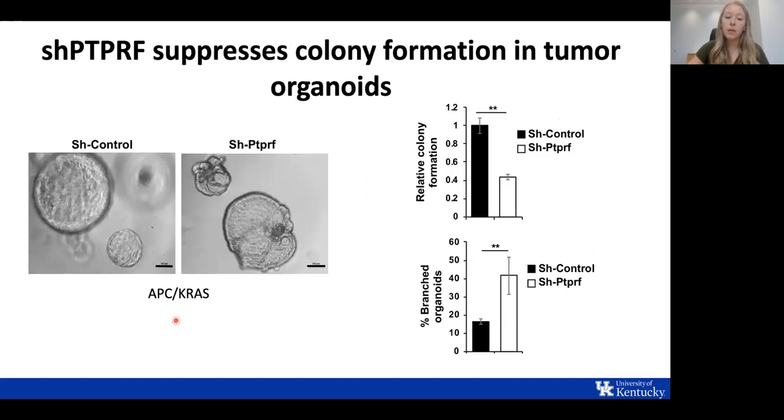So continuing with the cell growth, we next moved to mouse tumor organoids, which we commonly use in the lab. These were taken from APC-KRAS colon cancer mouse models. We also did PTPRF knockdown using lentivirus in culture. And we see that PTPRF knockdown changes the phenotype of these organoids. When we plate those for colony formation, we see that fewer colonies are formed when PTPRF is silenced. Examining those organoids, we see that they have a more branched phenotype as well.